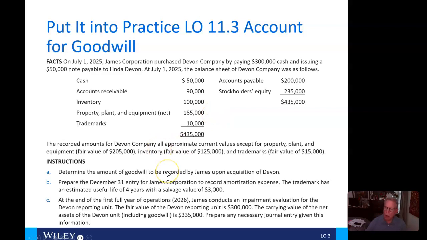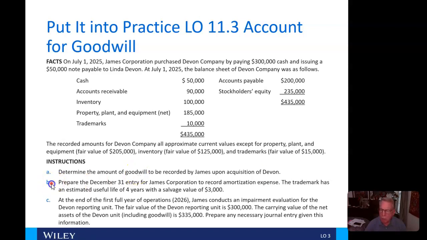Now, the recorded amounts for Devon Company all approximate current values except property, plant, and equipment here. And the fair value goes up by $20,000 to $205,000. Inventory goes up by $25,000. And trademarks goes up by $5,000. So, determine the amount of goodwill to be recorded by James upon acquisition of Devon.